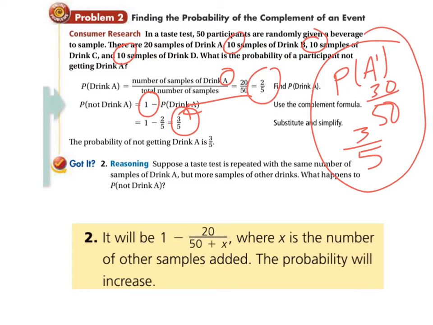So your read and got it here is suppose a test is repeated with the same number of samples of drink A, but more of other drinks. What happens to the probability of not drink A? Well, there's a lot of mathy stuff here, right? It will be 1 minus, and x is that additional that goes down here. So there's 50, and more of them. Otherwise, you could say basically it's probably going to increase, right? It's going to be a bigger number of the other.